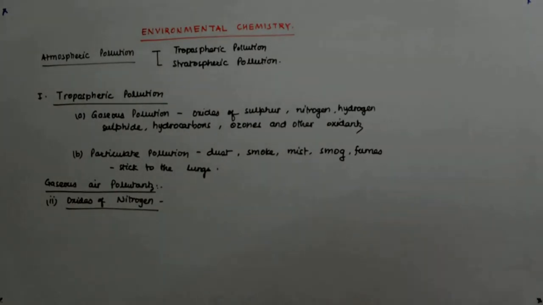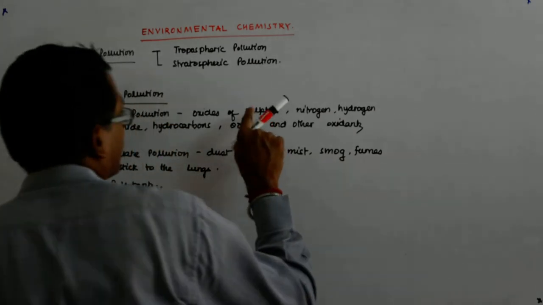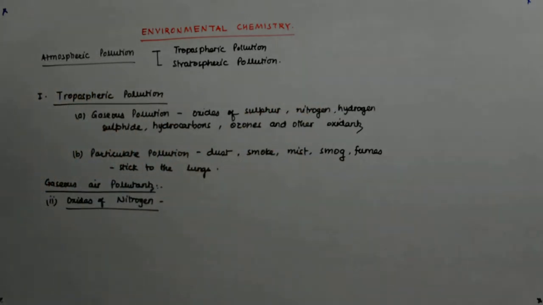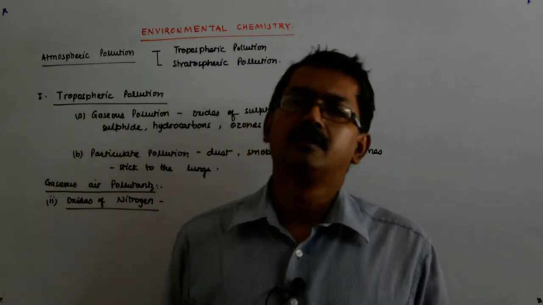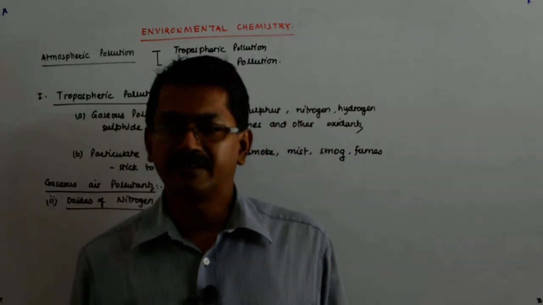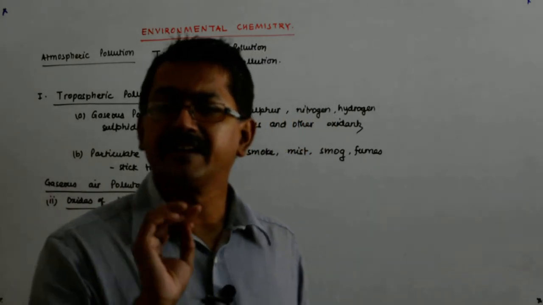So we did the oxides of sulfur. We now come to the oxides of nitrogen. Though N2 and O2 both are present in the atmosphere, they never ever bother to even react. Nitrogen is very, very highly stable.